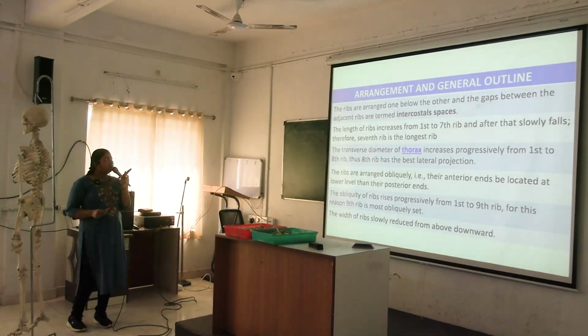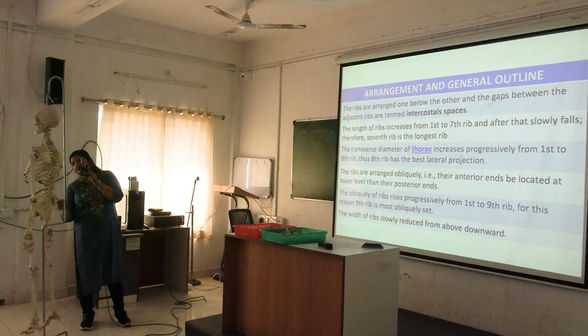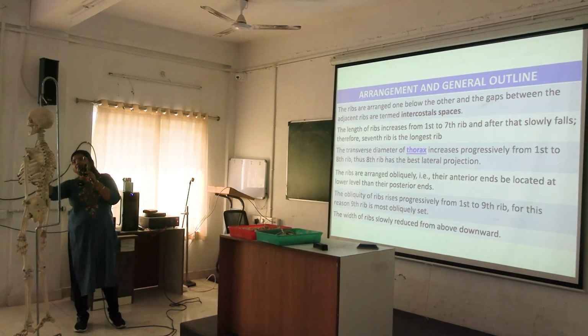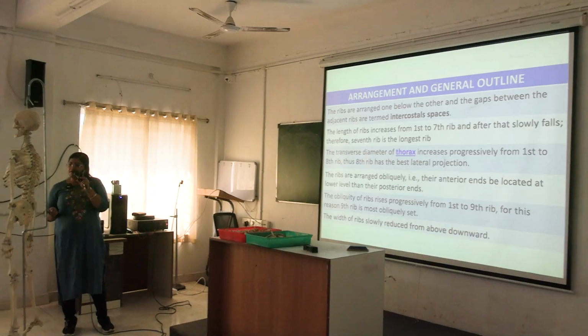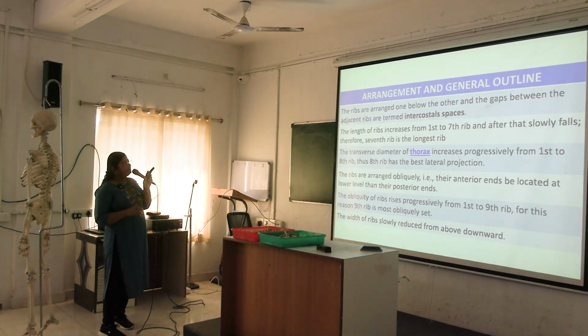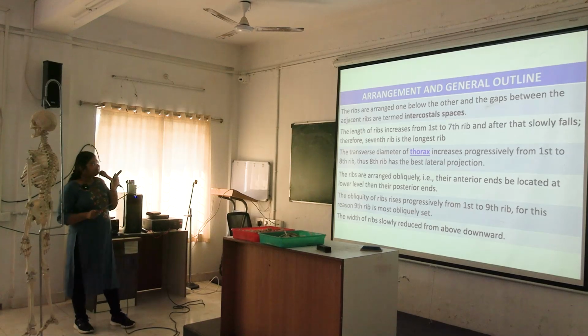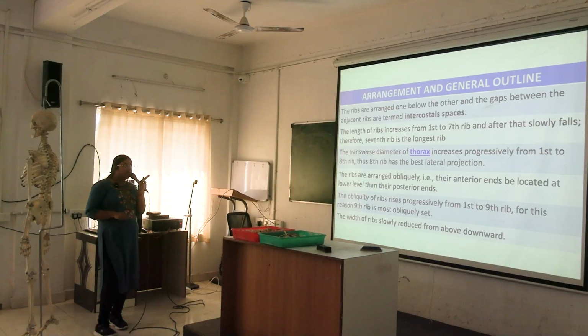The transverse diameter of the thorax increases progressively from the 1st to the 8th rib. Thus, the 8th rib has the best lateral projection. You can see here, at the level of the 8th rib, the thorax is highest in transverse diameter. So the transverse diameter of the thorax increases progressively from the 1st to 8th rib, and thus the 8th rib has the best lateral projection.